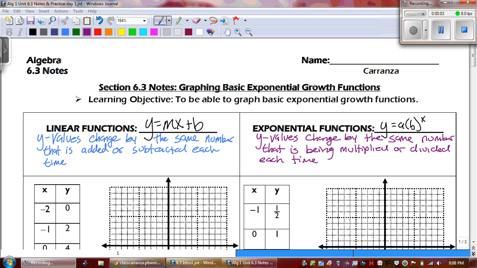Hey guys, this is Mr. Grice for Algebra 6.3 Notes. Today we're talking about graphing basic exponential growth functions. Our learning objective is to be able to graph basic exponential growth functions.